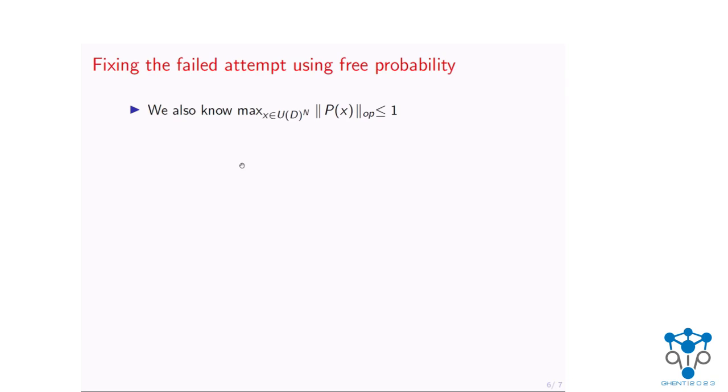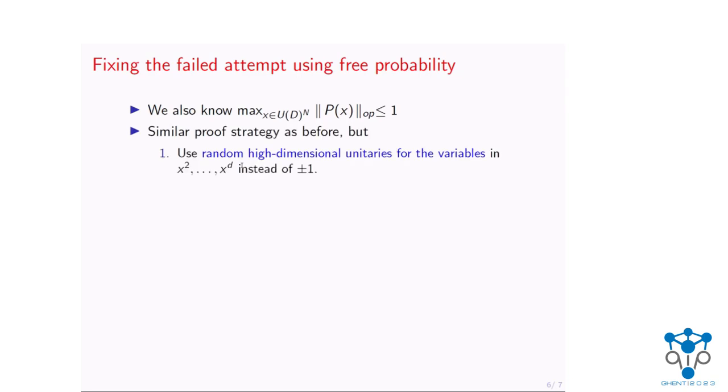Right, so not only do we know that if we plug in pluses and minuses for the variables that the value is at most 1, but we have this assumption that the completely bounded norm of p is at most 1. And that means that even if we stick in very large dimensional unitaries for our capital N variables, we will get something whose operator norm is at most 1, no matter what kind of unitaries we stick in. Right, so now we're going to do a similar proof strategy as before, but instead of taking random pluses and minuses for the blocks x2, x3 up to xd, we're going to take random unitaries of large dimension for all of those variables.